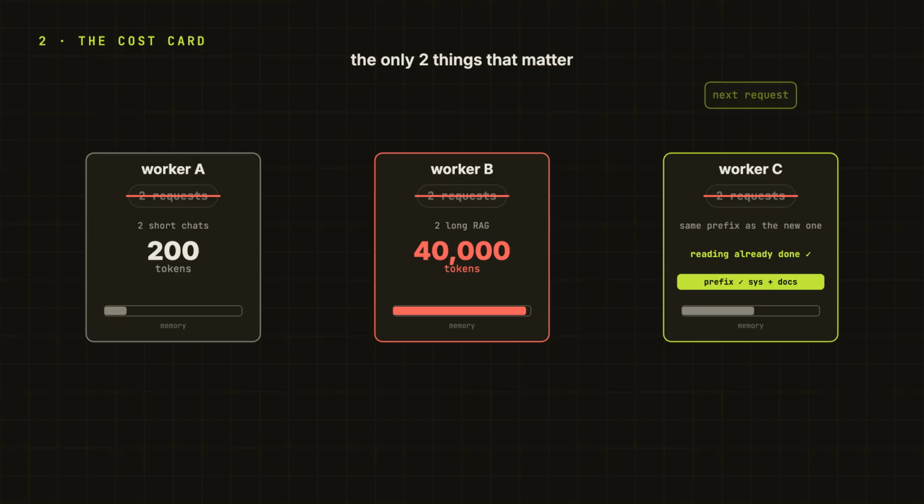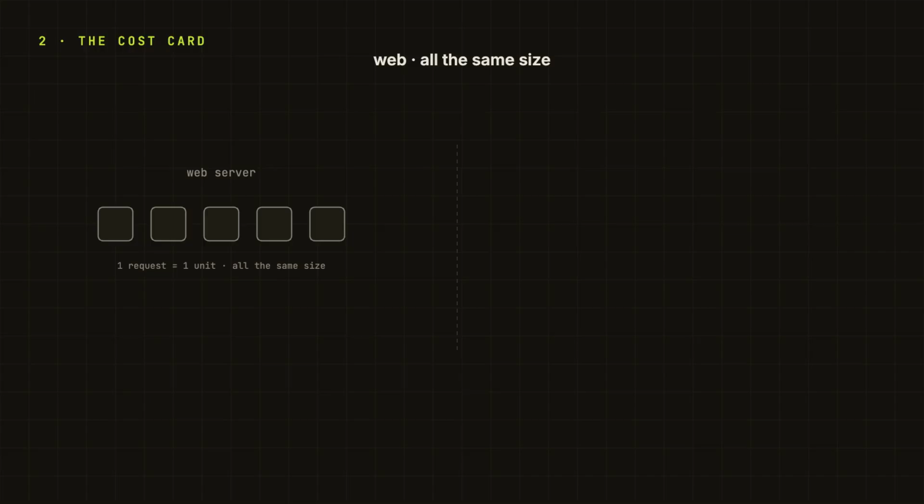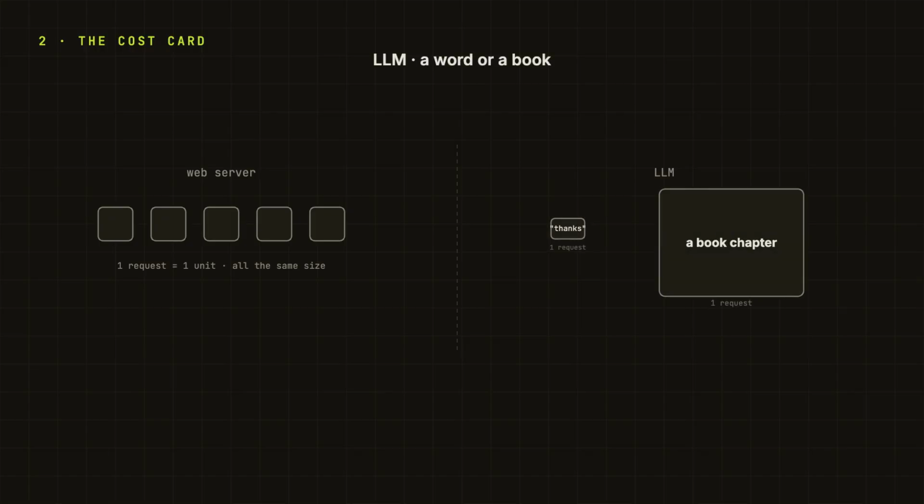Three workers identical by request count and completely different in the only two things that actually matter: how much memory is left and whether the expensive reading is already done. And this is the shift. For a normal web server, one request is roughly one unit of work. They are all about the same size. For an LLM, one request can be one line, thanks, or it can be an entire book chapter. Same count, thousand times different cost.